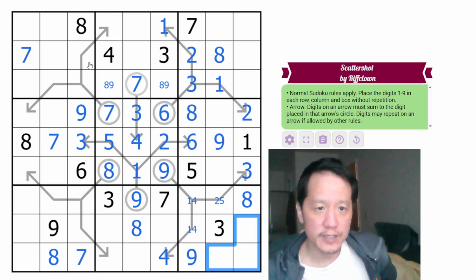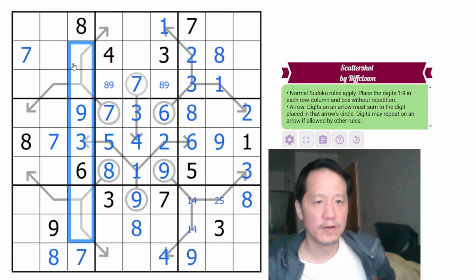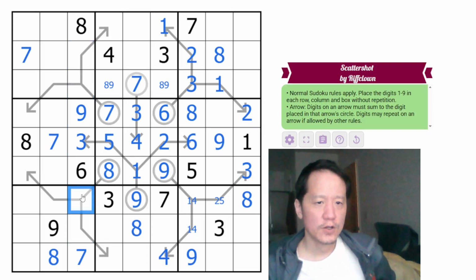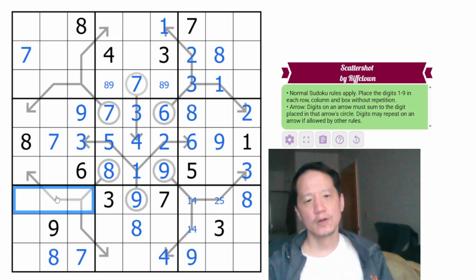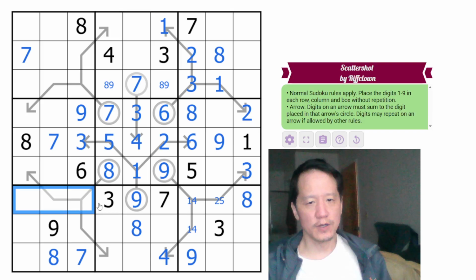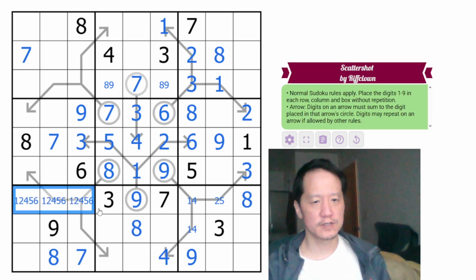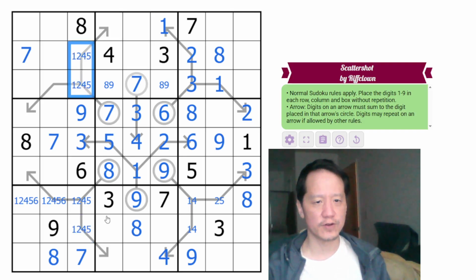What are the remaining digits in column? Do we want to do 5? Let's do here. This can be 1, 2, 4, 5, and 6. Obviously, this can't be 6, but either of these could actually be 6 here. This is 1, 2, 4, 5 here. This is 1, 2, 4, 5 here.